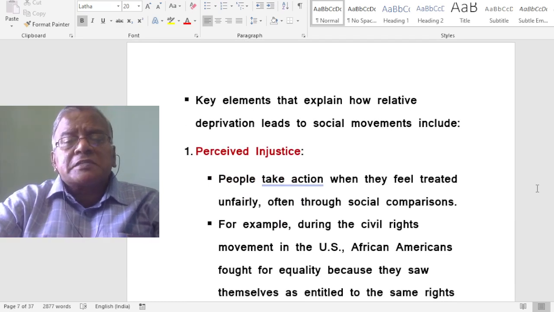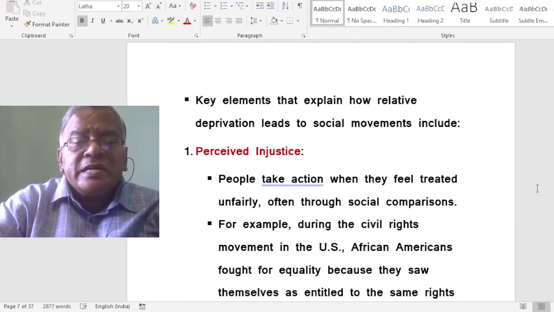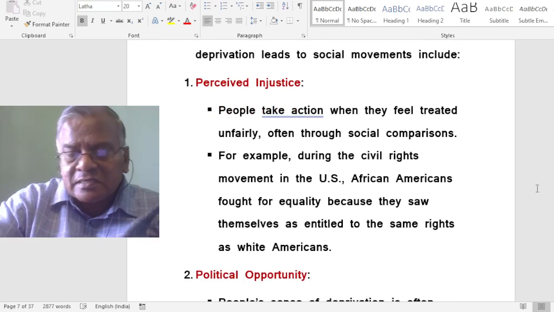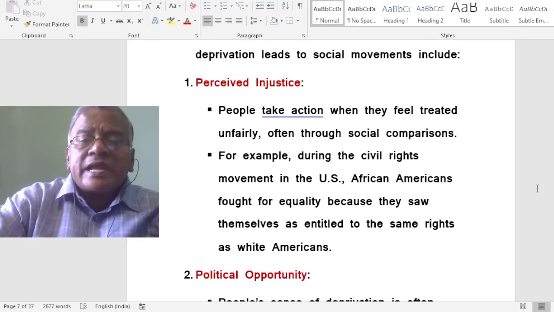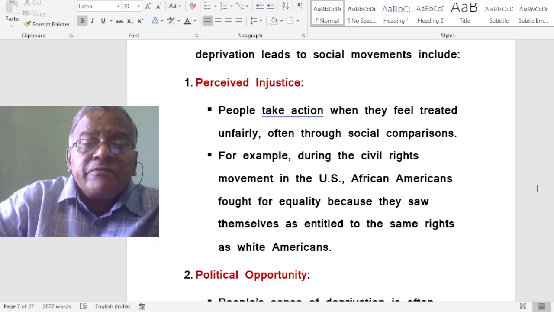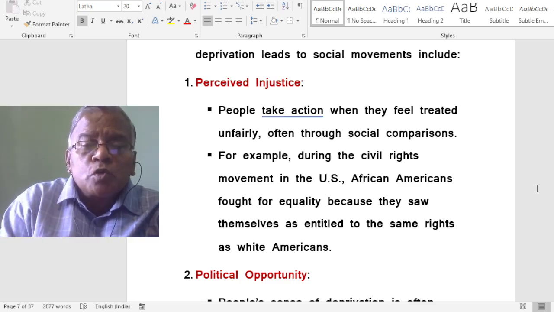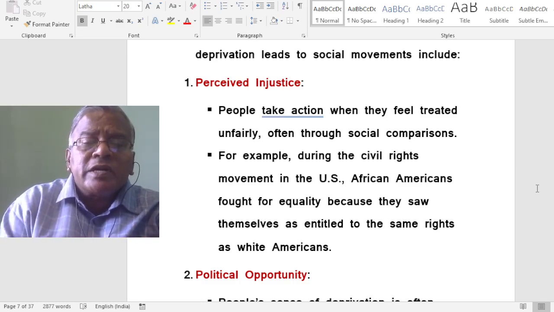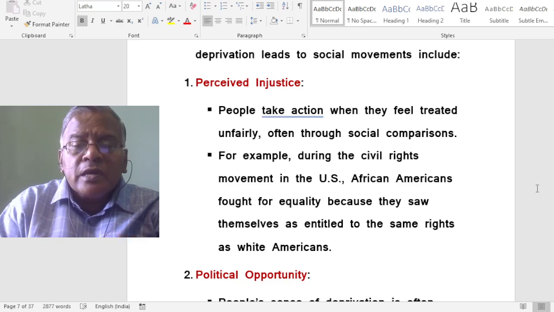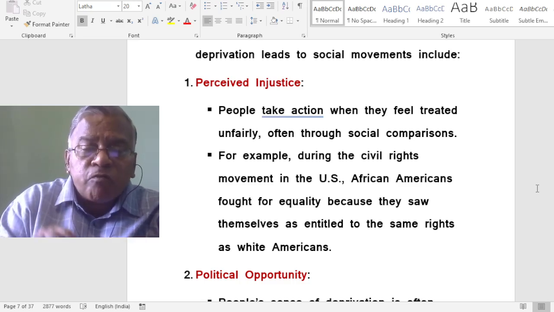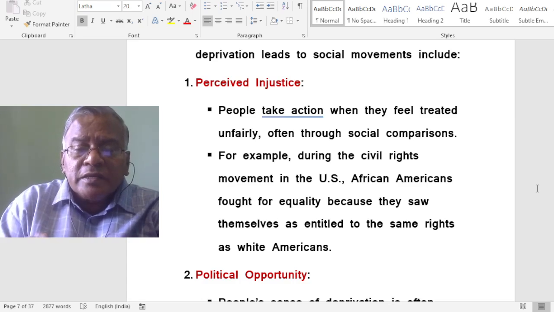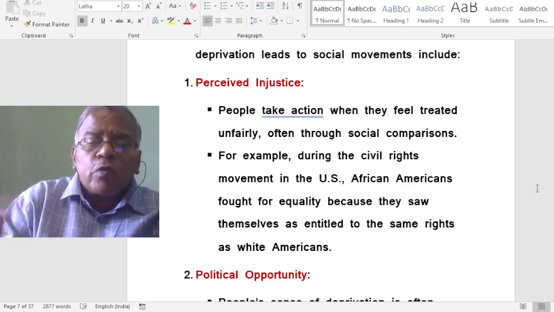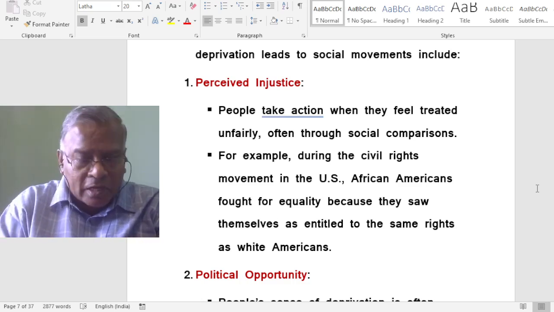Key elements that explain how relative deprivation leads to social movements. They include perceived injustice. People take action when they feel treated unfairly, unjustly, often through social comparisons. For example, during the civil rights movement in the US, African Americans fought for equality because they saw themselves as entitled to the same rights as white Americans. Of course, this is history, we know that.